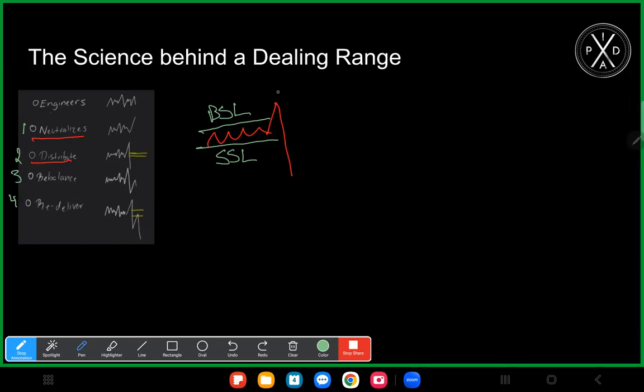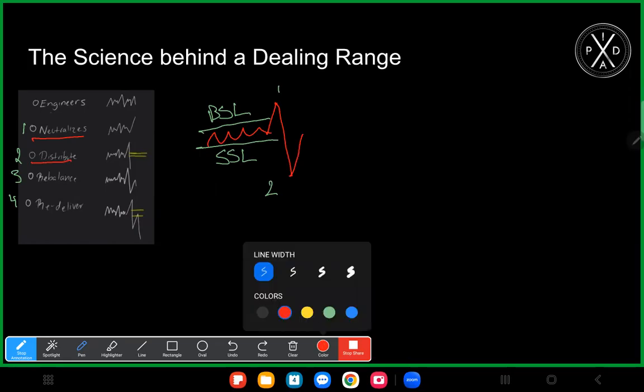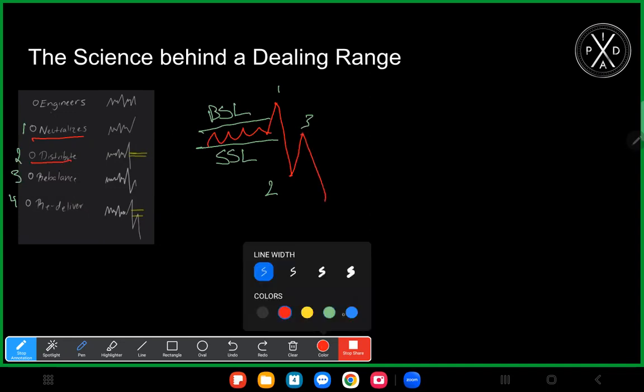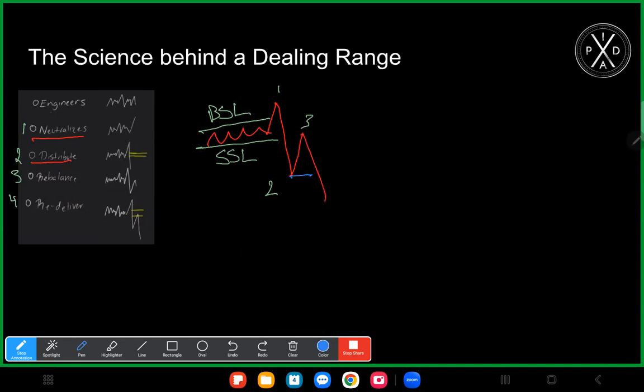Right here, we get 1 when we take out buy side liquidity, and then we get 2 once we take out sell side liquidity. Then we'll get 3 once we go back into that range and rebalance. So that becomes our phase 3. And then we'll get phase 4 once we take out phase 2. So phase 2 gets taken out by phase 4 right here. And this is a dealing range.